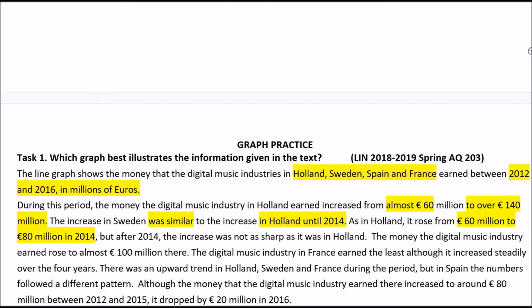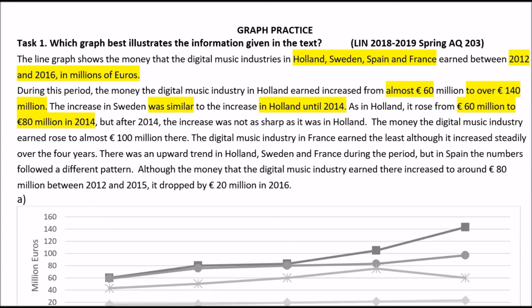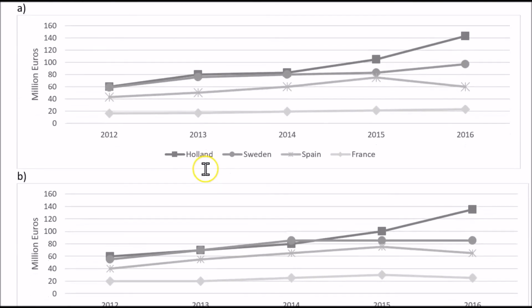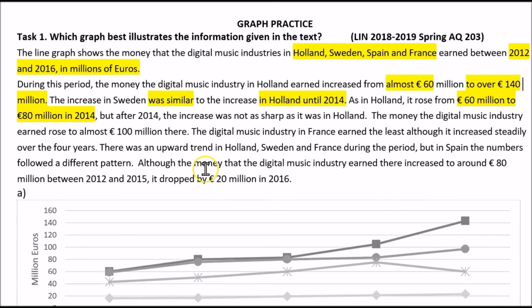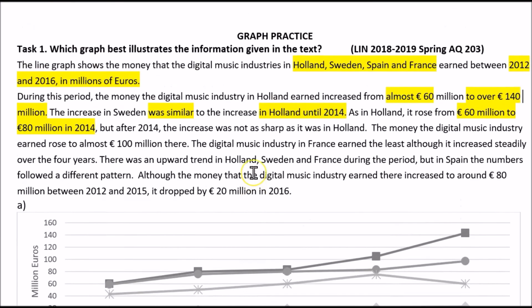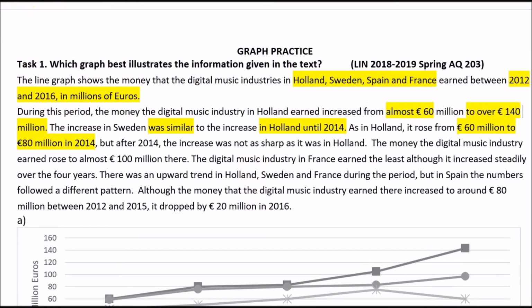And this is task 1. In this task, you're asked which paragraph best illustrates the information given in the text. At this point, I suggest you read the information given in the paragraph and scroll through the graphs one by one to check if the information given in these sentences is correct for each of these choices. So now let's do that together. The line graphs here show the money that digital music industries in Holland, Sweden, Spain, and France earned between 2012 and 2016 in millions of euros.